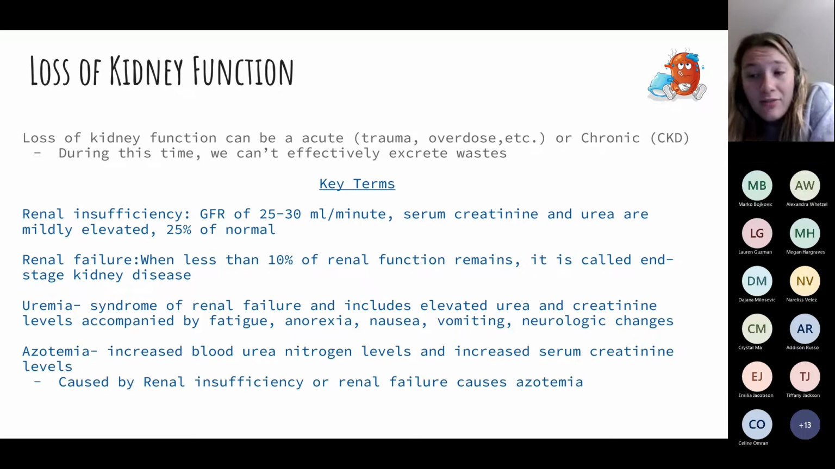Let's talk about our loss of kidney function. I included some key terms for you guys to review, but this goes back to our GFR. If we're having a really low GFR, my kidney function is also pretty low. Something's going on, whether it be acute, those are more your trauma, overdose, etc., which can be reversed. But with our chronic loss of kidney function, once you lose that function, it's gone. So just review some of these key terms.